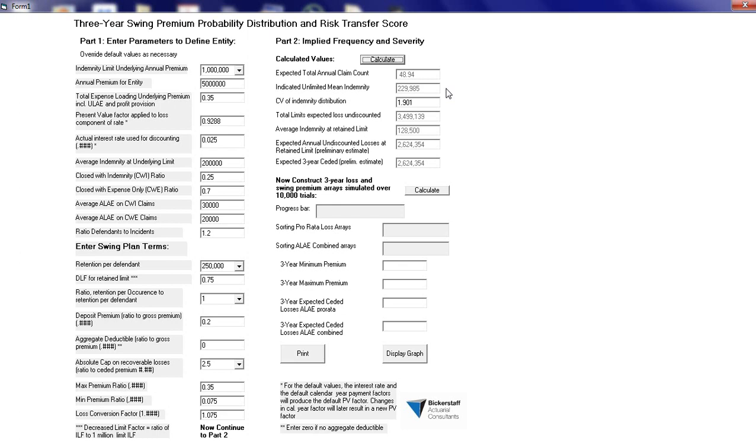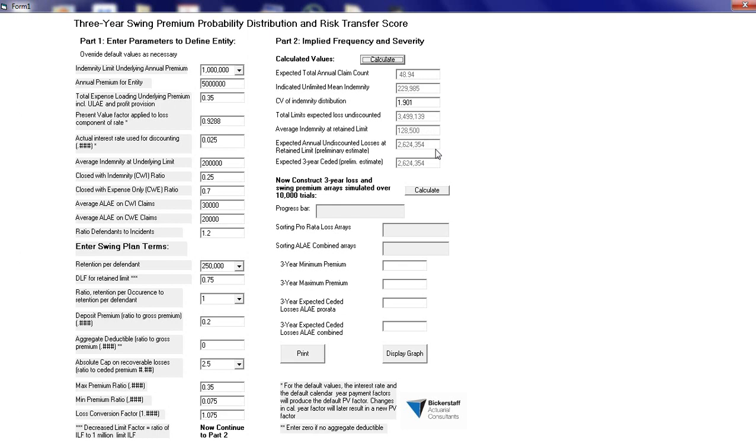And this is important because when we go through this model and sample claims, we have to have a distribution that has a mean of 230,000 and with a given standard deviation. Now the CV, which is the coefficient of variation, which is the standard deviation divided by this mean, this thing calculates it should be 1.9. In order for all of these values to be in sync, that's the standard deviation, or the CV, that would be required to do that. These other numbers are shown for general information. For example, the average indemnity at the retained limit, which is 250,000, would be 128,500.